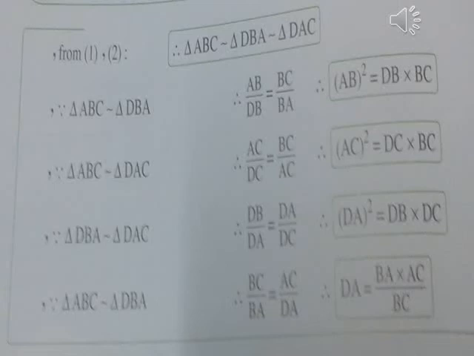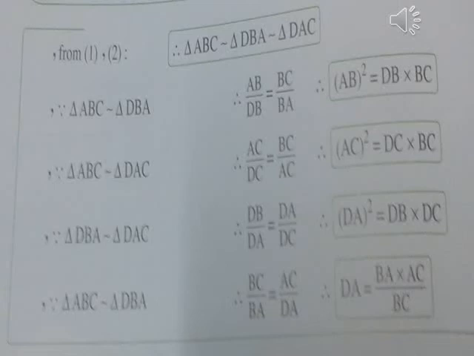Since triangle EBC is similar to triangle DBE, therefore EB over DB equals BC over BE. Therefore EB square equals DB times BC. Since triangle EBC is similar to triangle DEC, therefore EC over DC equals BC over EC. Therefore EC square equals DC times BC.